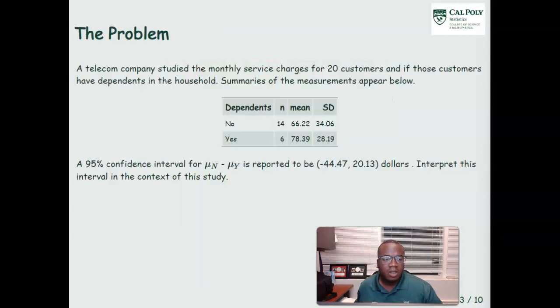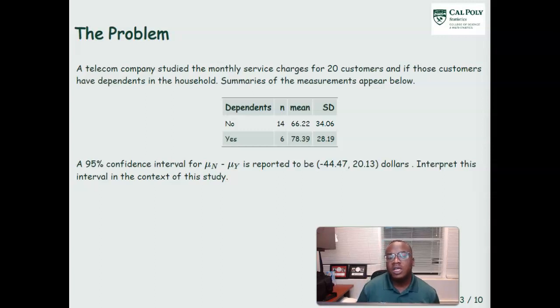Okay, so the problem is a telecom company studied the monthly service charges for 20 customers and if those customers have dependents in the household. Summaries of the measurements appear below. Here for dependents, we have no and yes, if they do have dependents or they don't. Sample sizes and the sample mean in terms of the service charges as well as the standard deviations.